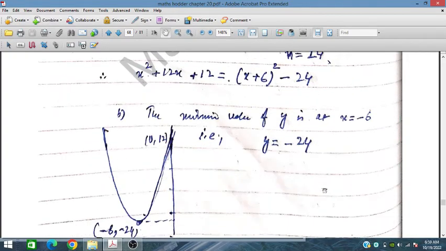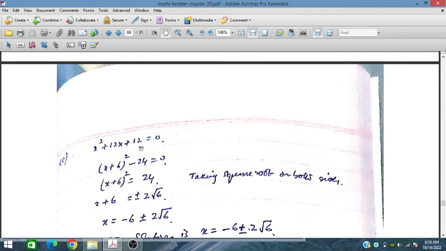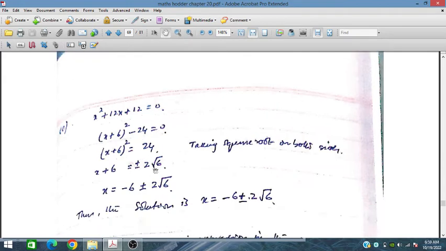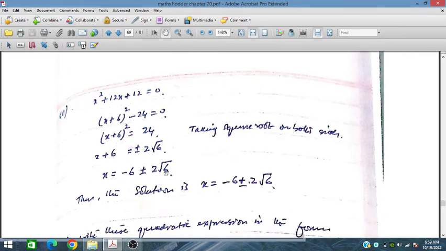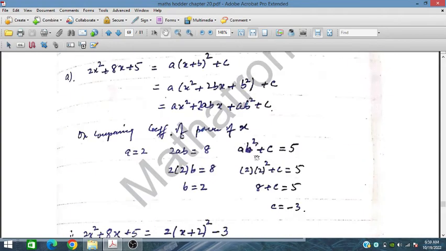So we have this factor. Taking square root on both sides, this is x minus 1, so this is plus minus 2 under root 6. So this is P, this is Q, this is under root 6. The solution is this. That was the required solution.